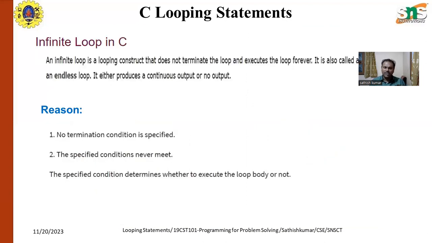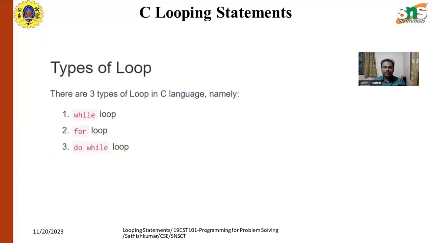Now, infinite loops in C. A looping construct that does not terminate and executes the loop forever is called an infinite loop or endless loop. It produces continuous output or no output. The reason is that no termination condition is specified, or the specified condition is never met. The specified condition determines whether to execute the loop body or not.